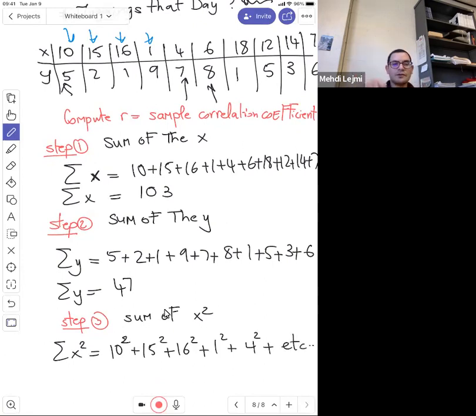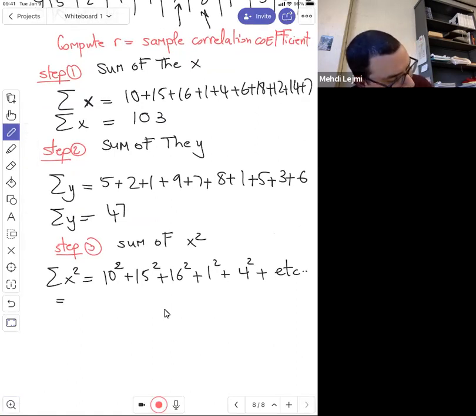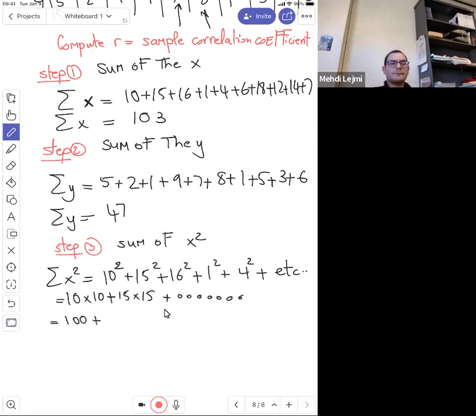So you take the square of x. Again, the square means you multiply the number by itself. Like 10 squared is 10 times 10, right? 15 squared is 15 times 15, right? Etc. 16 squared is 16 times 16. So 10 times 10 is 100, 15 times 15 is 225, plus 225, etc. Plus 16 times 16, etc.